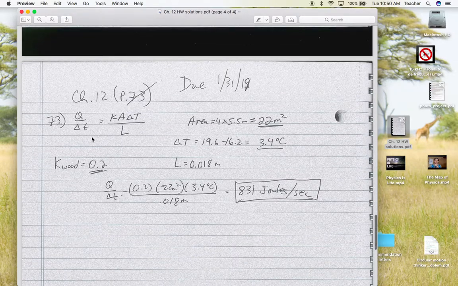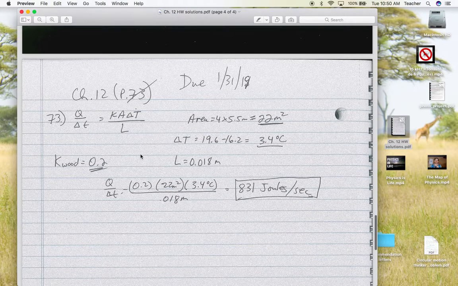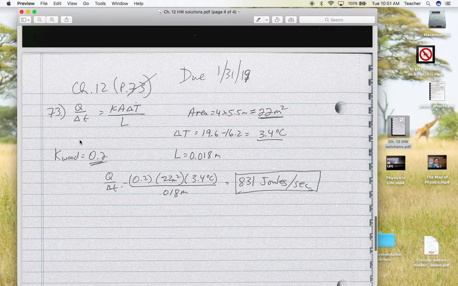The last one we talked about in class also, it's the rate of heat flow across a material that has different temperatures on each side. So that depends on the temperature difference, the area, some constant for the material, and then the distance or the thickness of the material, which is L, which is a little bit odd. And this K for wood was in your book.